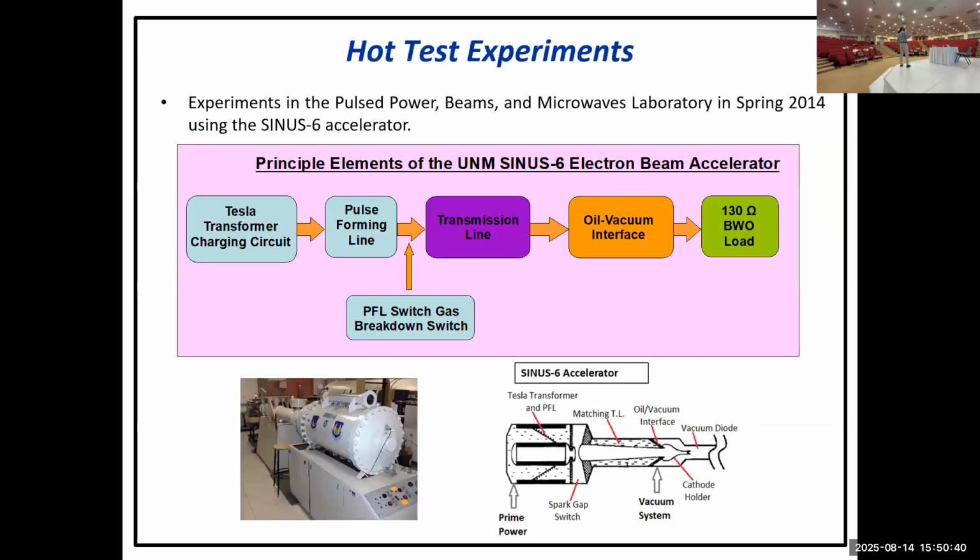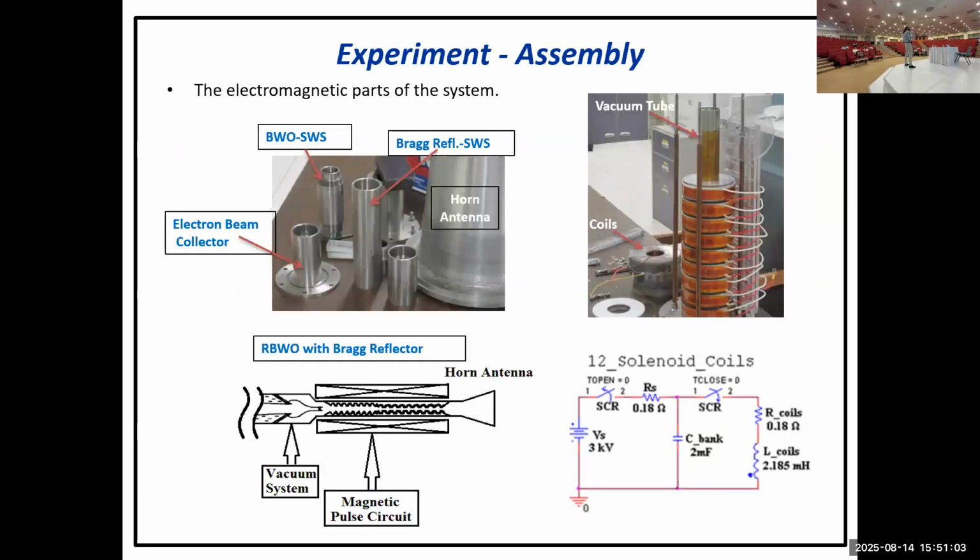There's a lot to describe here, but let me jump to the experimental work. So this is the hot test experiment for the X-band BWO at UNM with the SINUS-6, basically. What you see here is similar to what you saw in the simulation graphs.